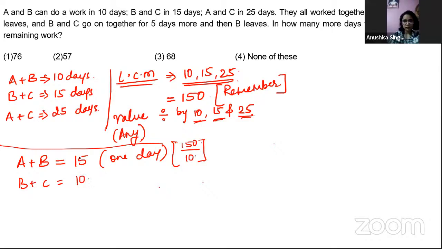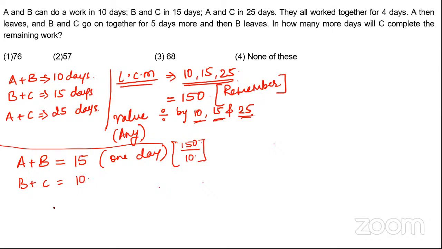10. 10 units. How much will A plus C do? 6. 6 units. All of you clear? This is 150 by 15, and this is 150 divided by 25. I hope all of you are clear here.